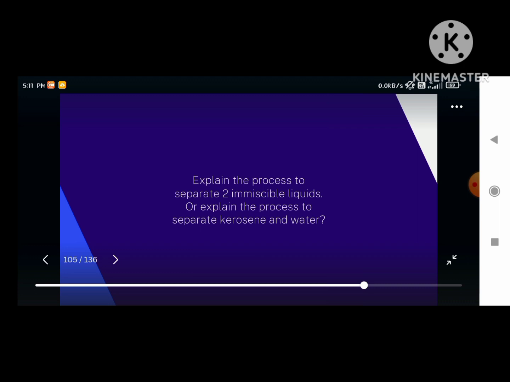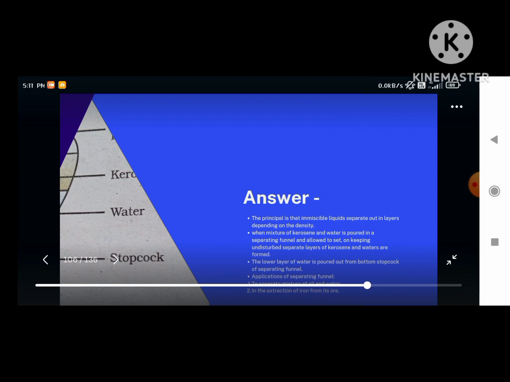Question number 9. Explain the process to separate two immiscible liquids, or explain the process to separate kerosene and water. Answer: the principle is that immiscible liquids separate out in layers. So this is the process.